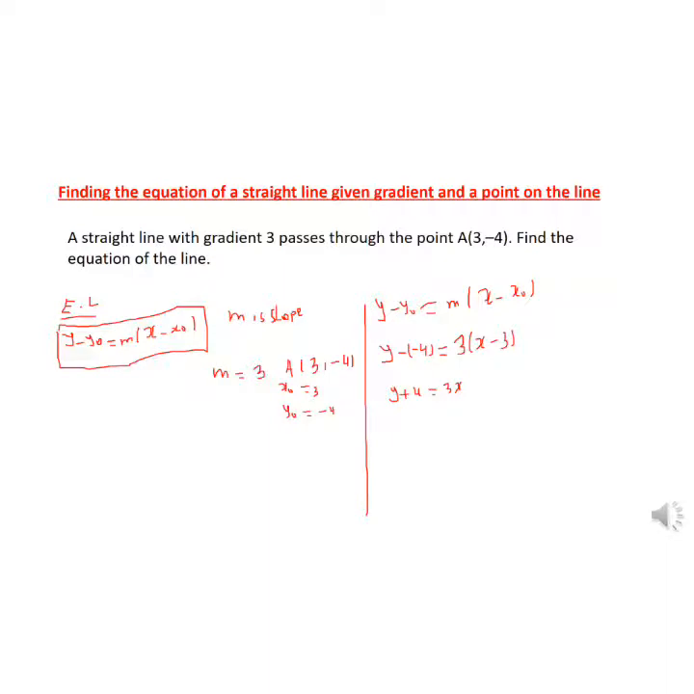3 times minus 3, we get minus 9. So collecting like terms, y is equal to 3x minus 9 minus 4. Okay, so now y is equal to 3x minus 13. This is the equation of the line we were asked to find.